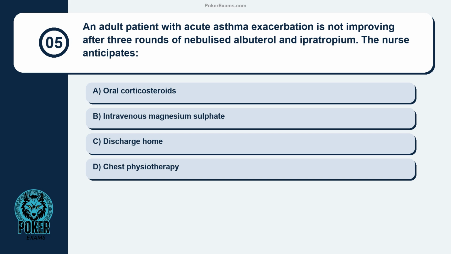Question 5. An adult patient with acute asthma exacerbation is not improving after 3 rounds of nebulized albuterol and ipratropium. The nurse anticipates oral corticosteroids, intravenous magnesium sulfate, discharge home, chest physiotherapy.